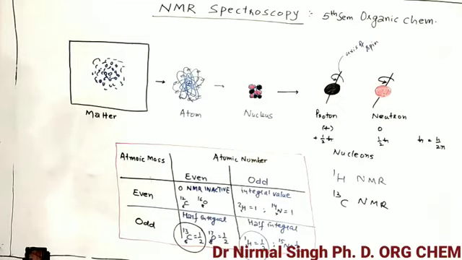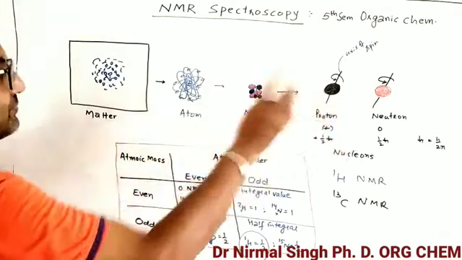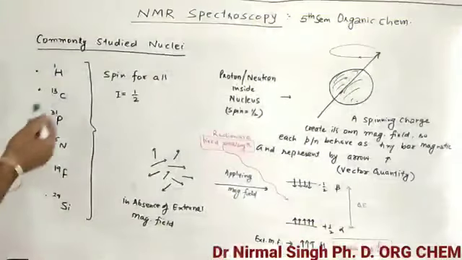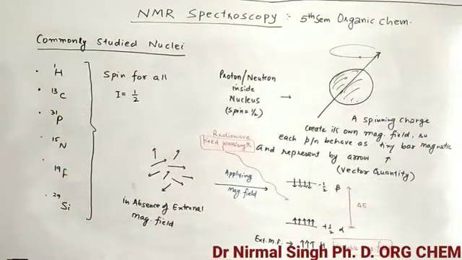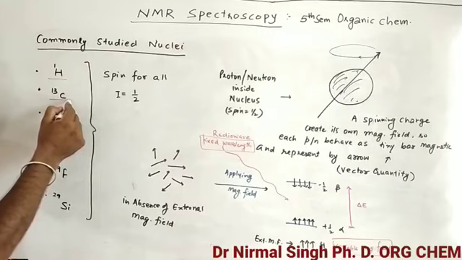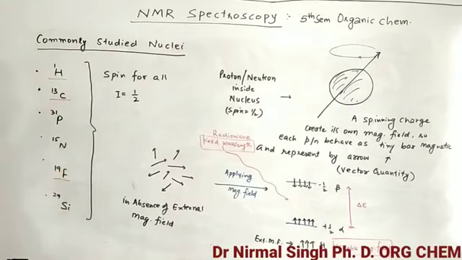What is the net spin? It means the total spin of protons and neutrons, when they pair up, there must be some net spin. If there is a net spin, then that nucleus is NMR active, otherwise it is NMR inactive. Commonly studied nuclei: these are some nuclei which are commonly studied in NMR spectroscopy. And out of these, H1, C13 and F19 are very common.